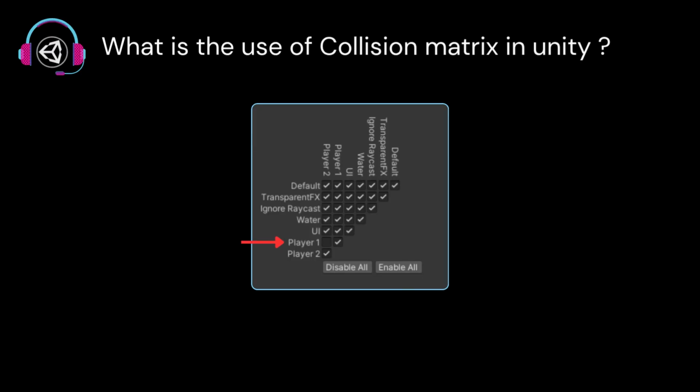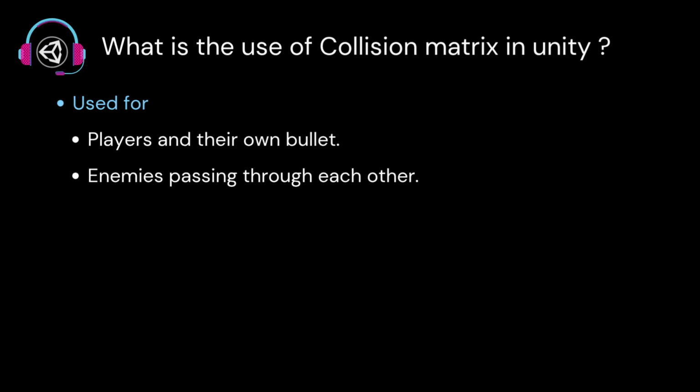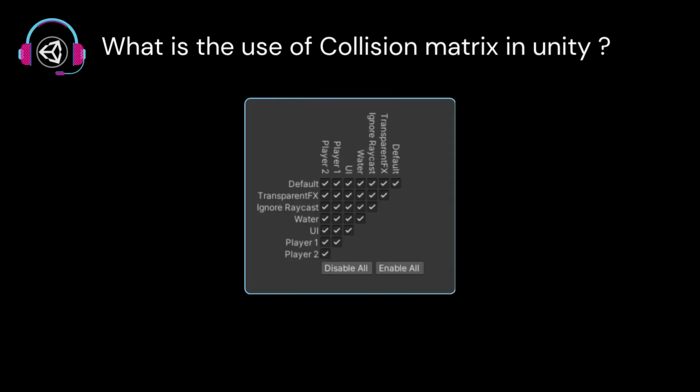The layer collision matrix is super useful for ignoring collision between things like a player and their own bullets, enemies passing through each other, or triggers that should not block movement. This simple grid gives you fine control over collision and can improve your performance by avoiding unnecessary physics checks.